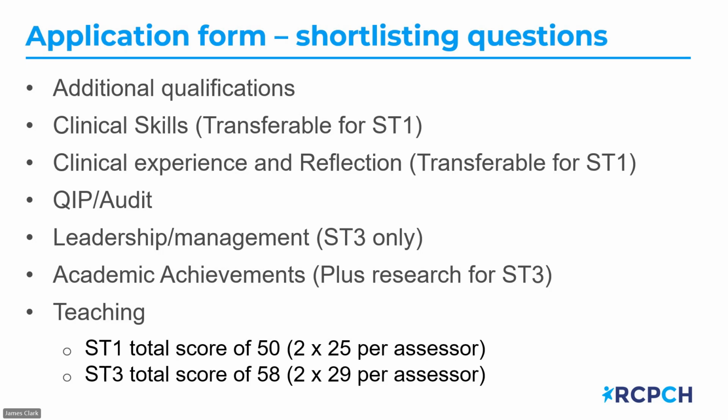For ST1, we're looking at transferable skills rather than necessarily paediatric skills. Then quality improvement and audit, leadership and management for ST3, and academic achievements plus research for ST3. In total, there's the total score down below. It's not necessarily relevant what the score is; the key thing is to score as many points as possible. As James said, you really need to go onto the Royal College website and look at the scoring framework, what we're going to be looking for when we are shortlisting, and then map your application form exactly to that. Next slide.